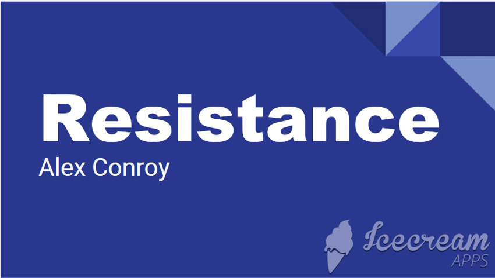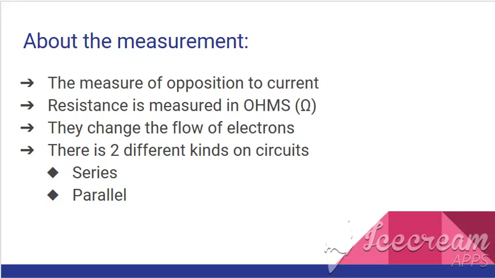This is Alex Conroy, and today this video will be about resistance. So let's start with the measurement. The measurement is the opposition to current. Resistance is measured in ohms. They change the flow of electrons, and there are two different kinds of circuits: a series circuit and a parallel circuit.